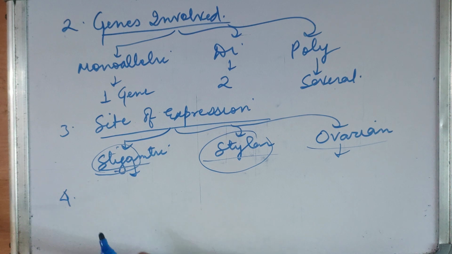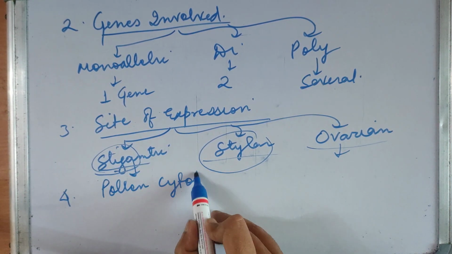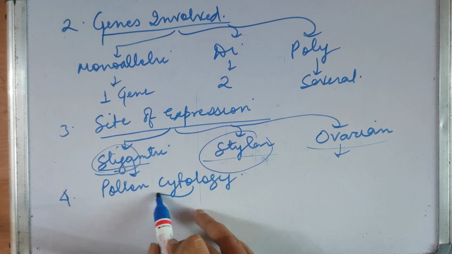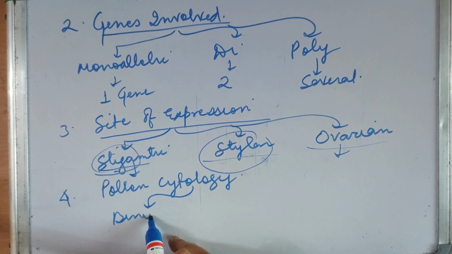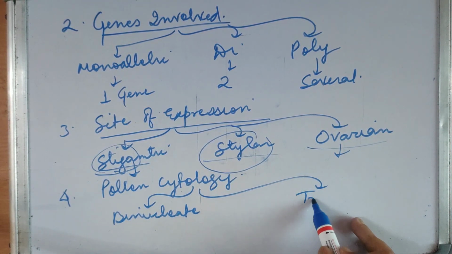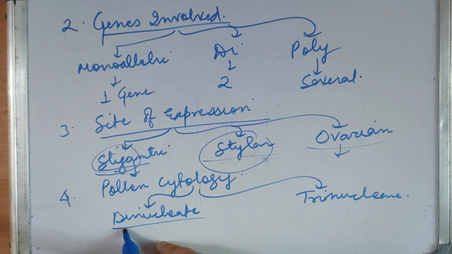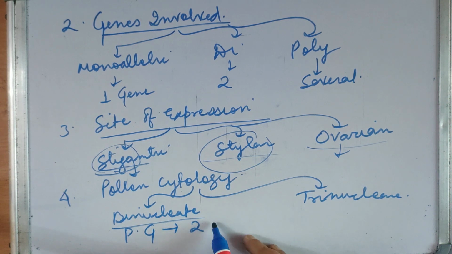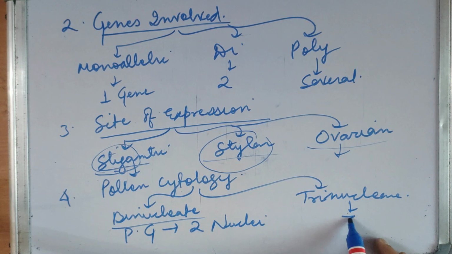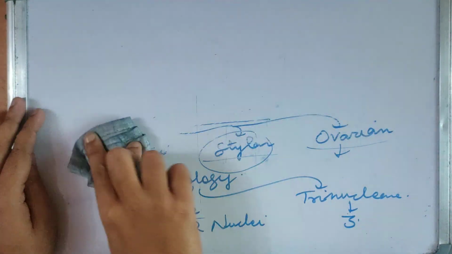Now, the fourth type is based on pollen cytology. So it can be binucleate and trinucleate. In binucleate, the pollen grain can have two nuclei, and in trinucleate they can have three nuclei. So this was the classification of self-incompatibility.